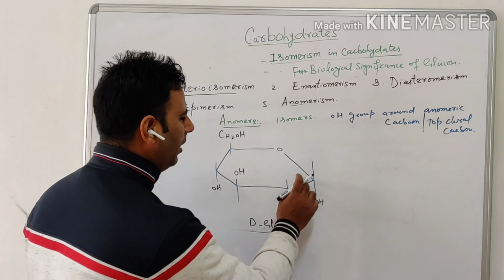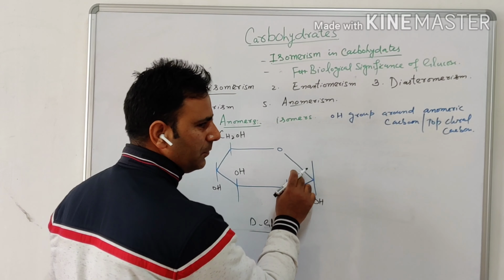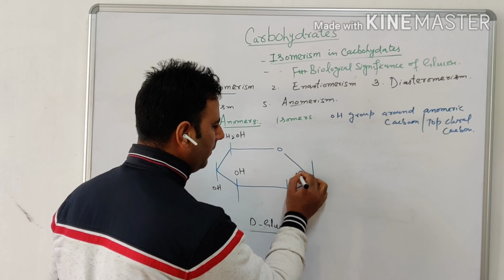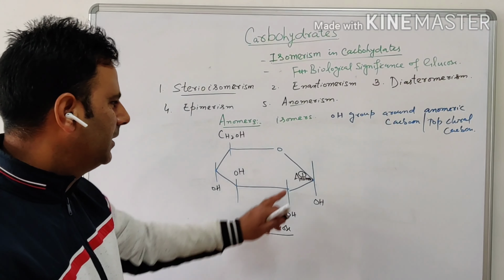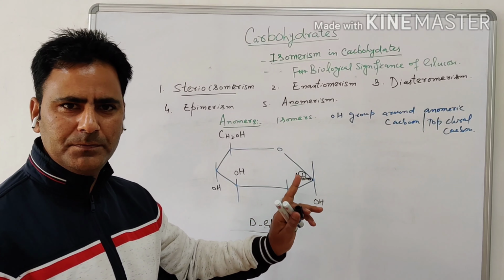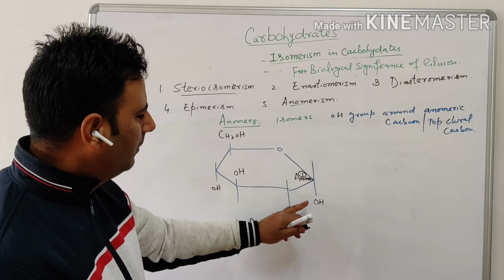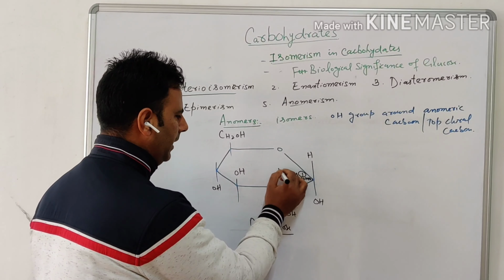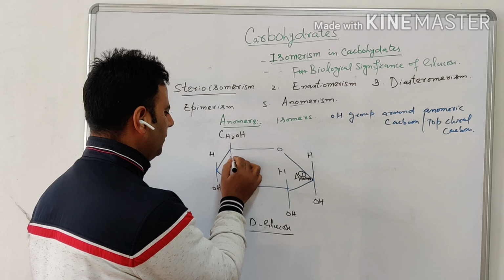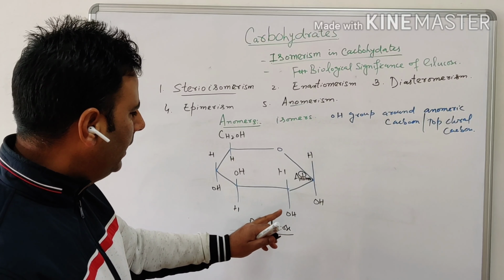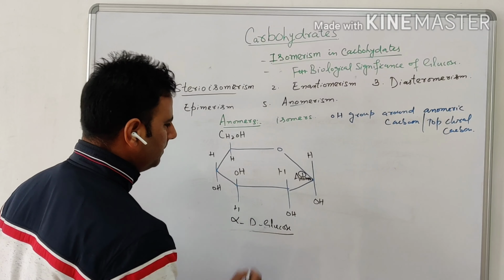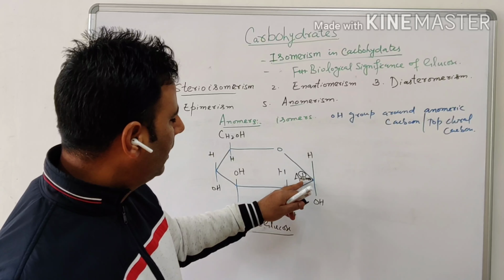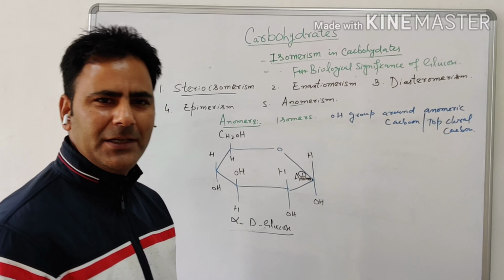The anomeric carbon is the carbon attached to the functional group, the top chiral carbon, which is carbon number 1. When the OH is on the lower side, H will be on the upper side, very obvious. Here also there will be H, and here also. We have discussed this. And this is alpha D-glucose. Alpha means the hydroxyl group located at the anomeric carbon is on the lower side.